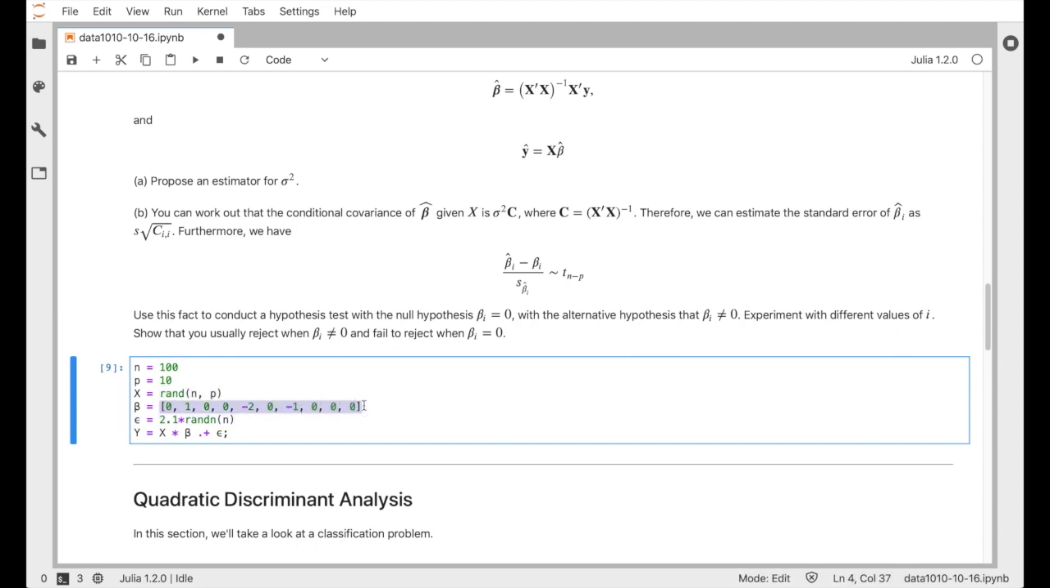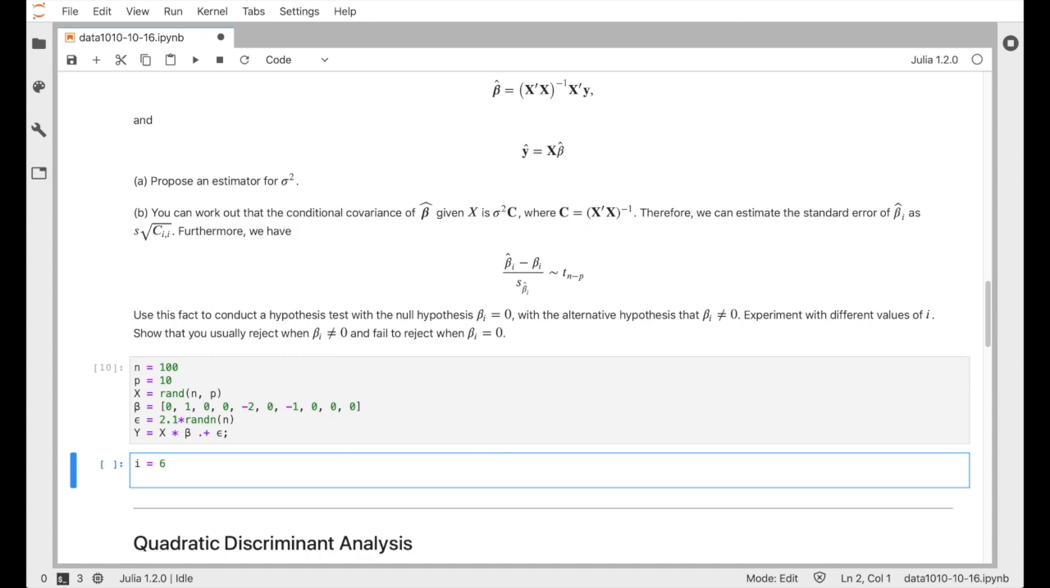And then we'll combine them in this particular way. So the second feature, along with the fifth and seventh feature, are contributing with these weights to produce the resulting y vector. And epsilon has a standard deviation of 2.1. At first, let's look at the sixth feature.